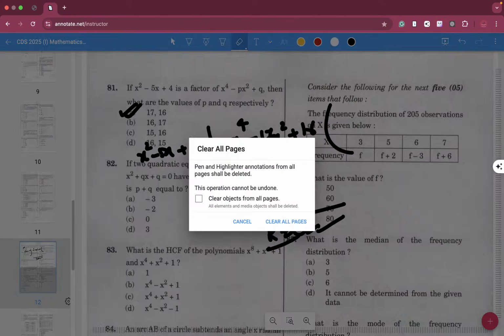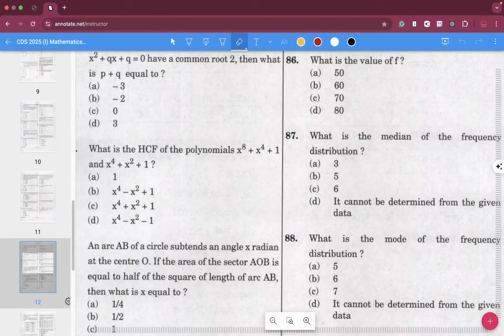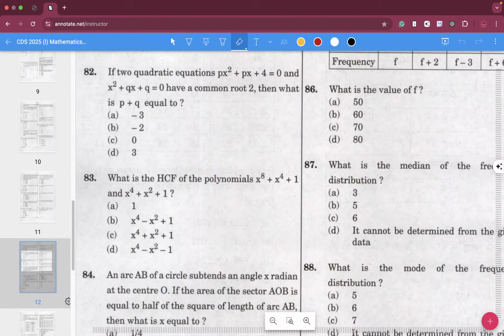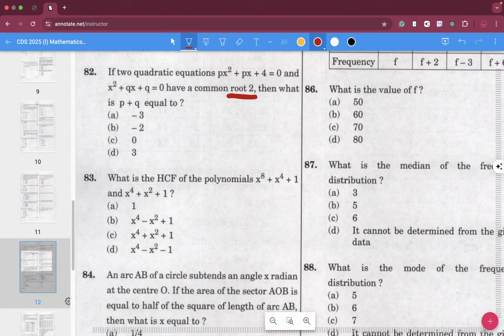Okay, now we'll move to question number 82 over here. If two quadratic equations px square plus px plus 4 is equal to 0 and x square plus qx plus q is equal to 0 have a common root, which is 2, then what is the value of p plus q? If they have given the value of the common root, can we simply put it into px square plus px plus 4 is equal to 0? So instead of x we can put x is equal to 2 because x is a root, isn't it?